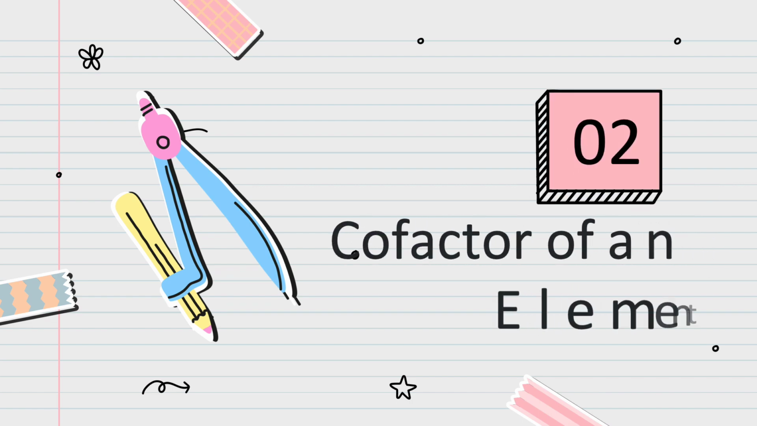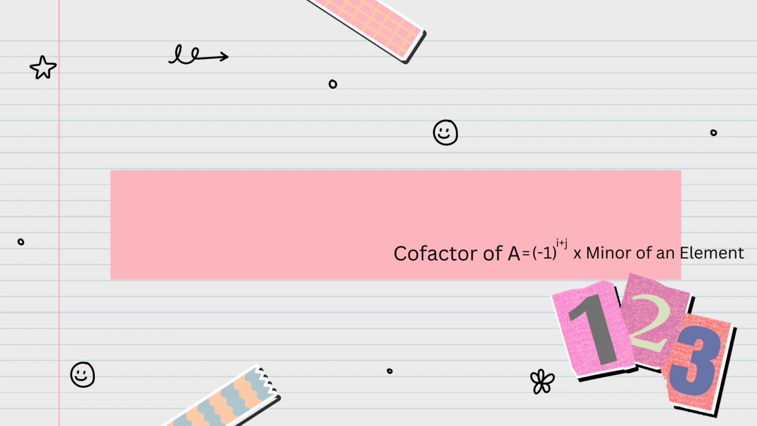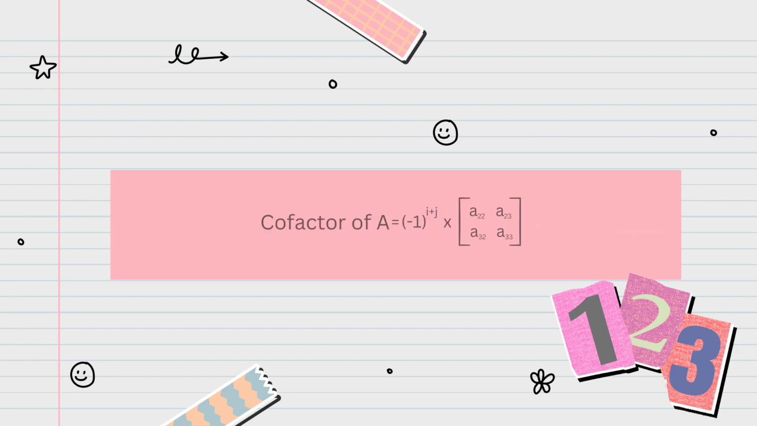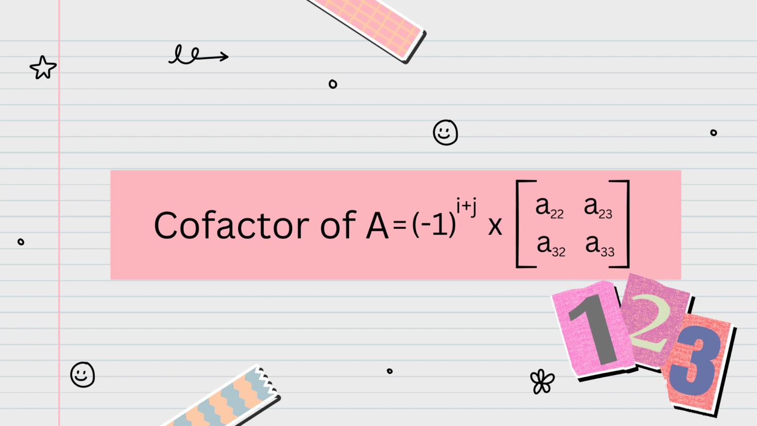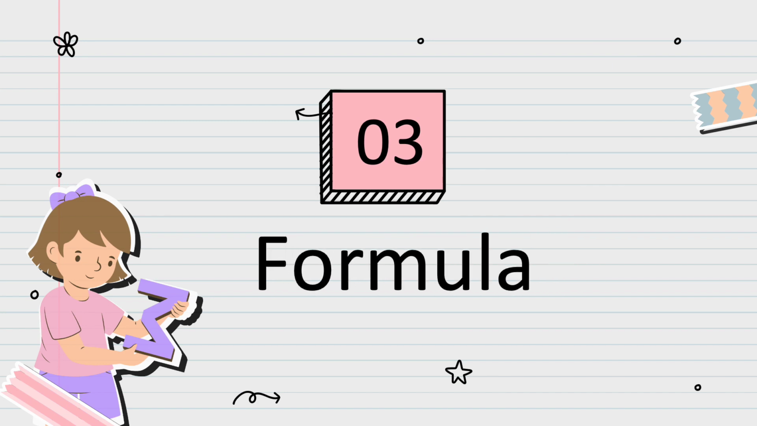While for the cofactor of an element a11, as I said earlier, it is just equal to negative 1 raised to i plus j times the minor of the element. Or, the cofactor of the element is equal to negative 1 raised to i plus j times a22, a23, a32, and a33. So now, let us talk about the formula that we will need in finding the determinant using the cofactor expansion method.